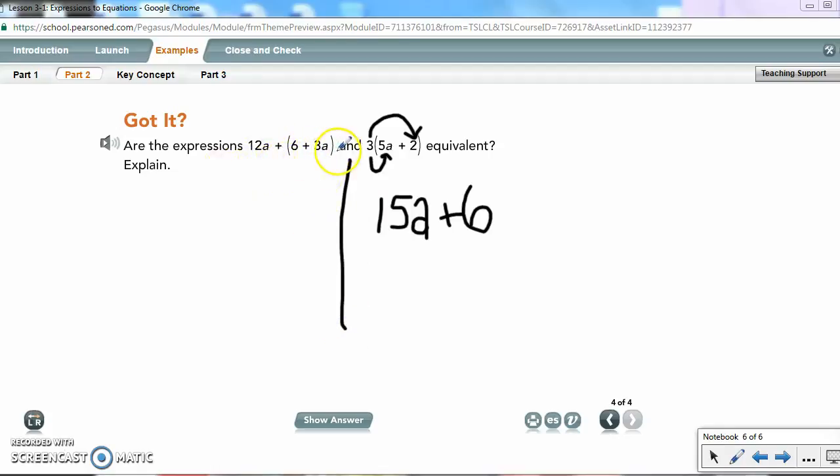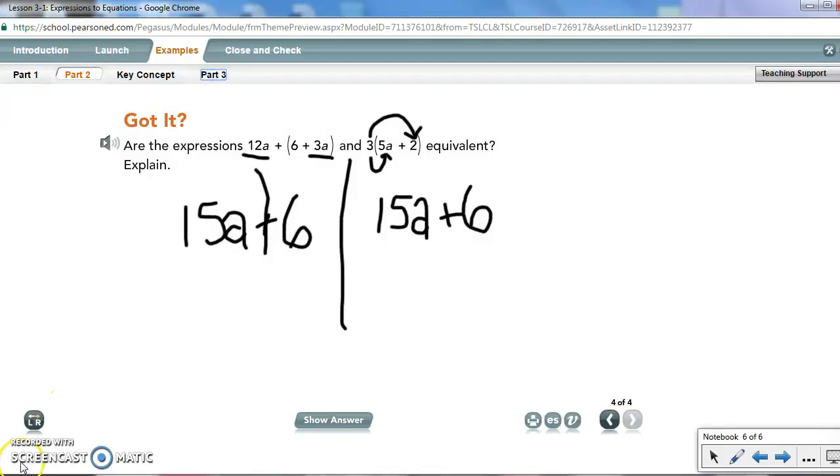Let's look over here. Can I combine any like terms in here? So I have 12 apples, I have 6, and then I have 3 apples. Well, what's 12 apples plus 3 apples? 12 plus 3 gives me 15 apples, plus my 6. Are they equivalent? Yes. They're the same. When you figure out what they're equal to by the distributive property and by moving these around, you are more than welcome to figure out that 15a plus 6 is the same as 15a plus 6.